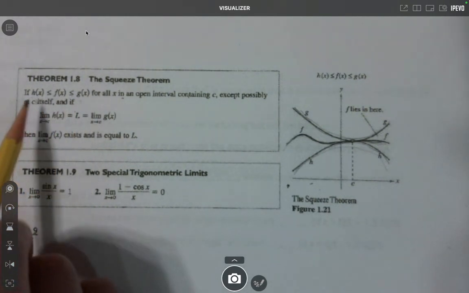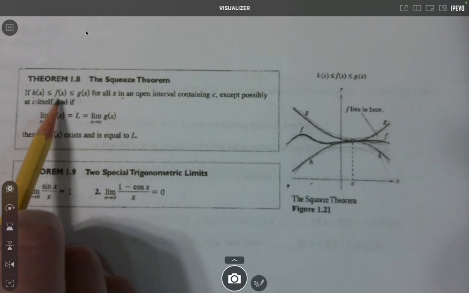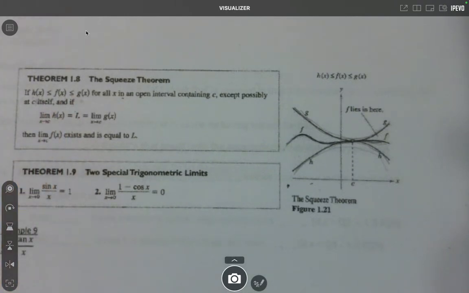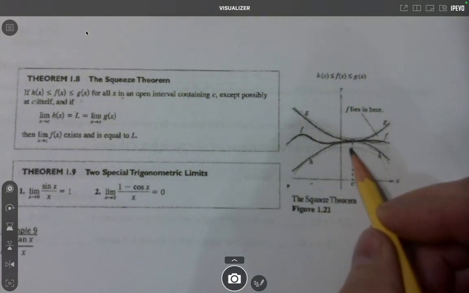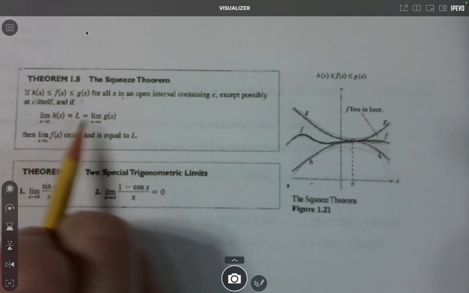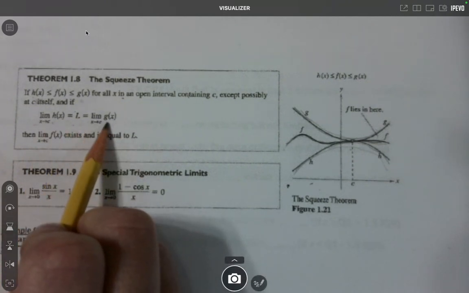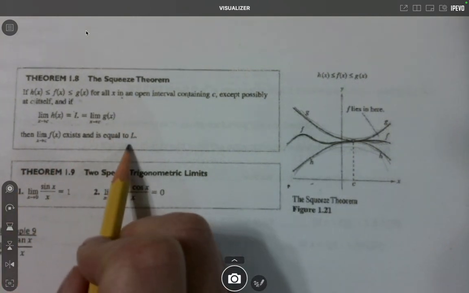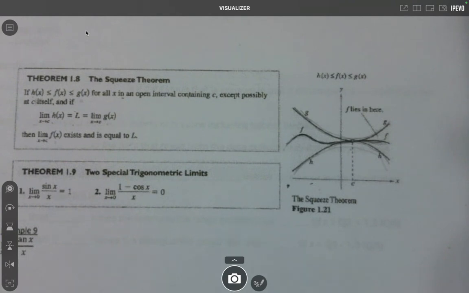So that means the y values for h are below the y values for f, and then g has the y values above that, right? And we're interested at c. As x approaches c, my h of x has a limit, and that's the same thing as my g of x at c. So they both have the same limit at c. And because f is between them, it must also have that same limit. So that's the second term.